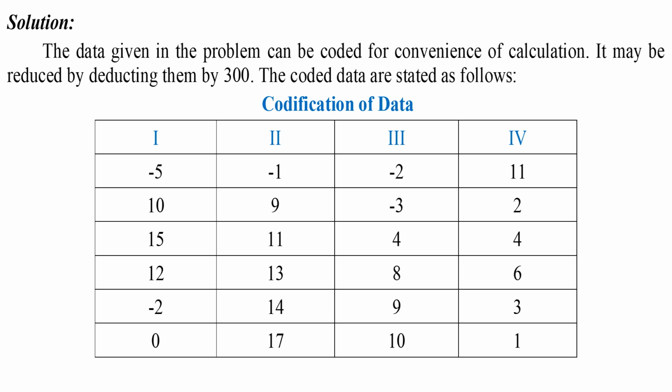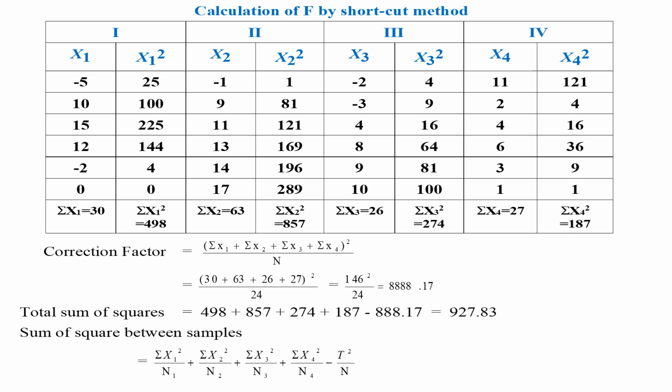Codification of data. A 4-column table should be prepared. In each cell the values should be deducted by 300 and written. Calculation of F by the shortcut method. An 8-column table should be prepared and the values calculated as per the previous table should be recorded in columns 1, 3, 5, 7. In columns 2, 4, 6, 8 the squares of values given in columns 1, 3, 5, 7 should be calculated. The sum of such values for the 4 farms should be calculated.